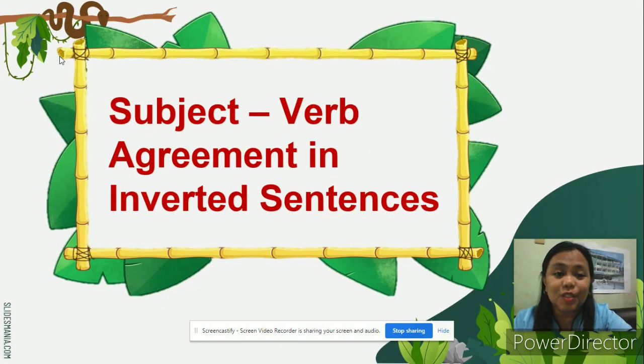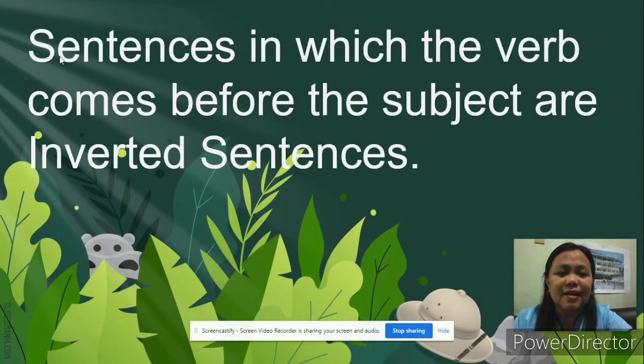Let's discuss subject-verb agreement in inverted sentences. The subject of a sentence is not always in the same place. Sometimes it comes before the verb, and sometimes it comes after the verb. So, what are inverted sentences? Sentences in which the verb comes before the subject are called inverted sentences. So keep in mind that the verb comes before the subject in inverted sentences.